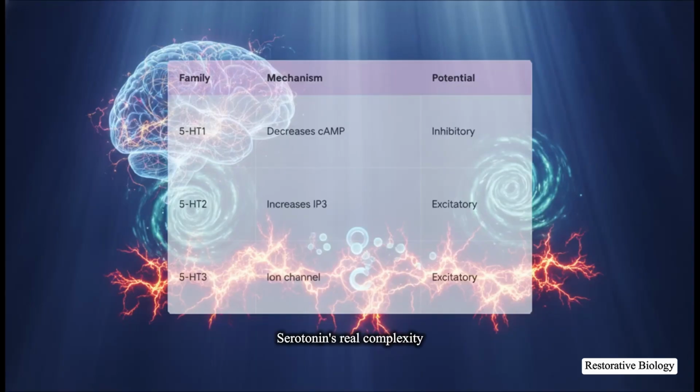Serotonin's real complexity lies in how it interacts with different cellular machinery. Take 5-HT1 receptors, for example. These are coupled with Gi and Go proteins, and they decrease cellular secondary messengers like cAMP.